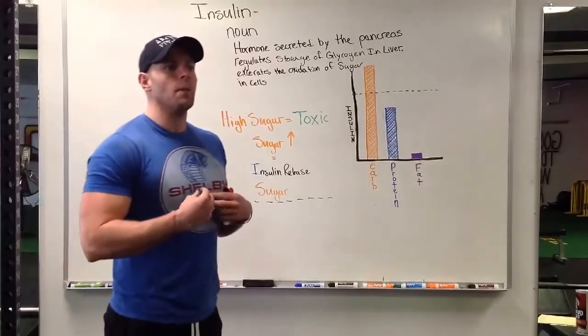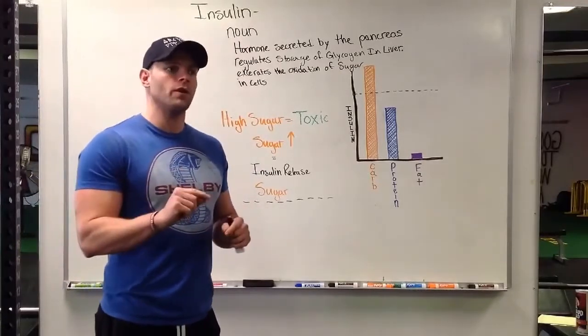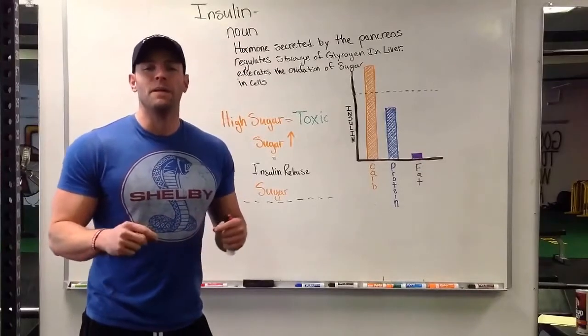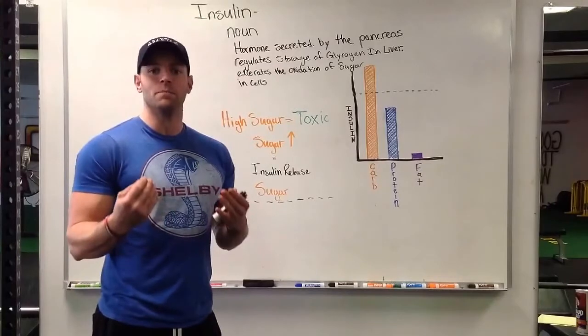So insulin is what takes sugar out of the blood. It's important to know that when blood sugar gets too high, it becomes toxic to our bodies, and our bodies don't like to have a lot of sugar in the blood.